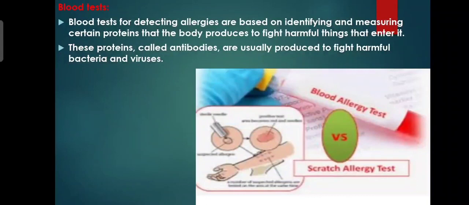Now move on to the blood test. Specific immunoglobulin E blood testing, commonly called radioallergosorbent test or ImmunoCAP testing, measures the amount of allergy-causing antibodies in your bloodstream, known as immunoglobulin E antibodies. A blood sample is sent to a medical laboratory where it can be tested for evidence of sensitivity to possible allergens.